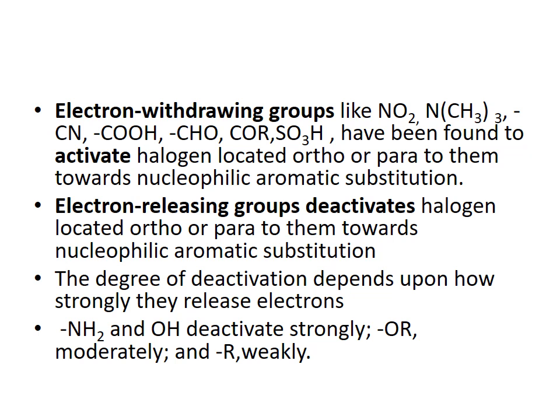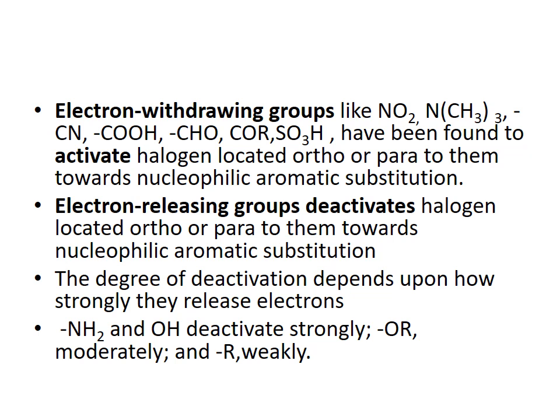Electron withdrawing groups like nitro group, trimethylammonium group, cyano group, carboxylic acid group, aldehyde group, keto group, sulfonic acid group, etc. have been found to activate the halogen located ortho or para to them towards nucleophilic aromatic substitution reaction. And electron releasing groups deactivate halogen located ortho and para to them towards nucleophilic aromatic substitution reaction.